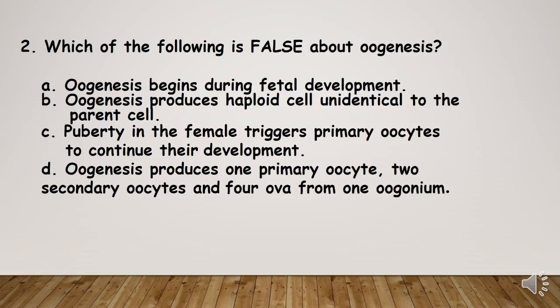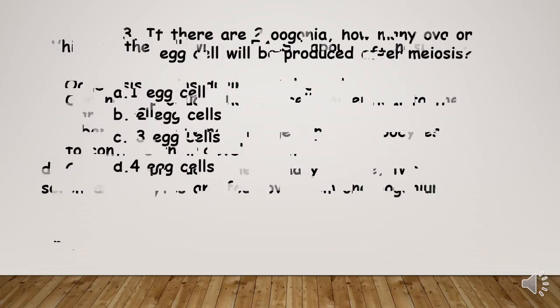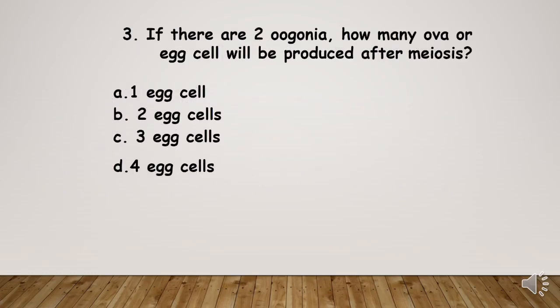Okay, let us see if you got it right. The correct answer is letter D. Oogenesis produces one primary oocyte, two secondary oocytes, and four ova from one oogonium. It is false. Okay, number 3. If there are two oogonia, how many ova or egg cells will be produced after meiosis? Letter A, 1 egg cell. Letter B, 2 egg cells. Letter C, 3 egg cells. And letter D, 4 egg cells. Go.